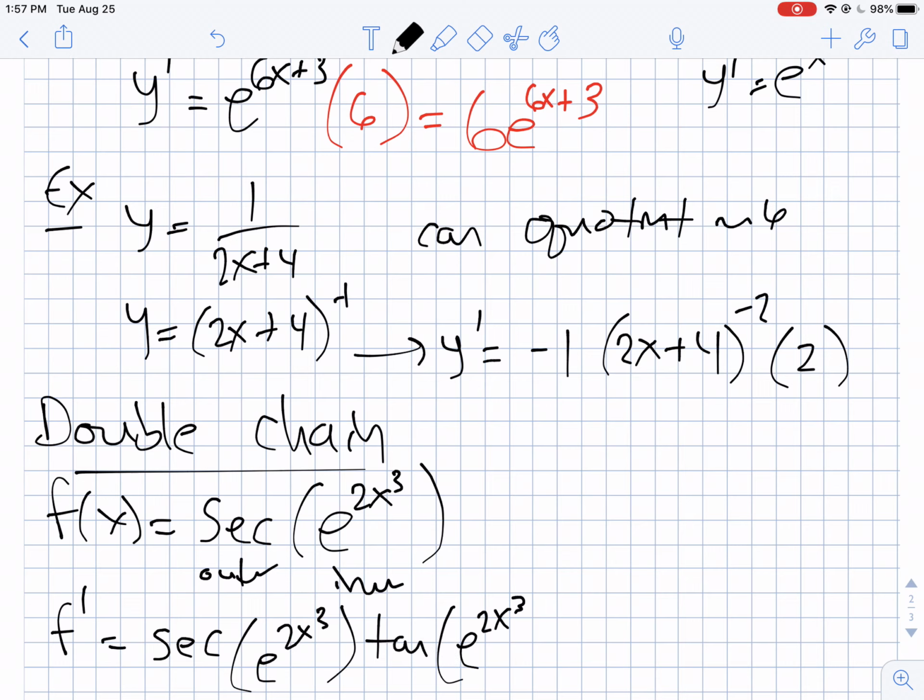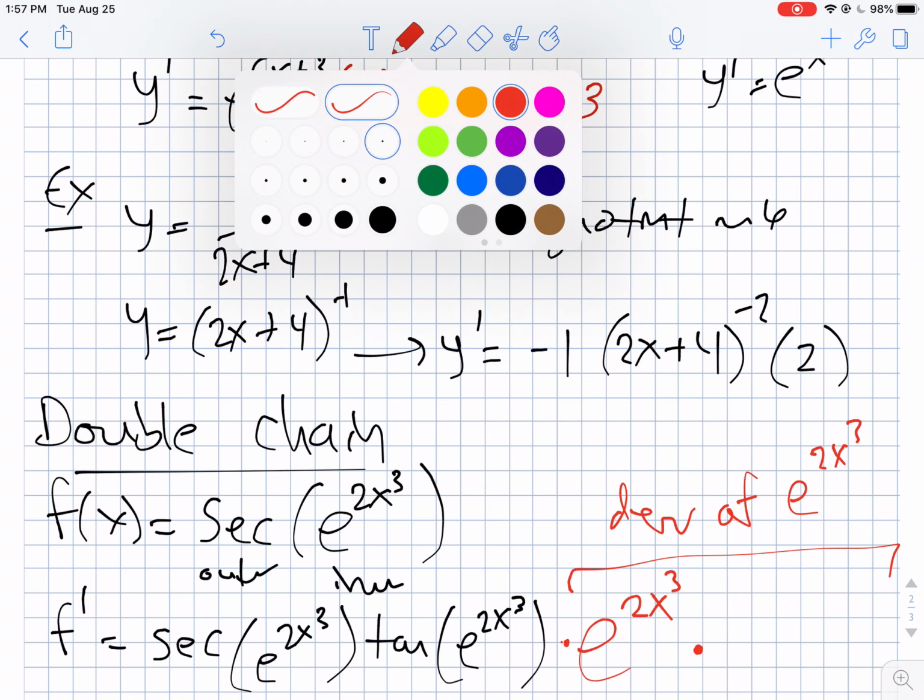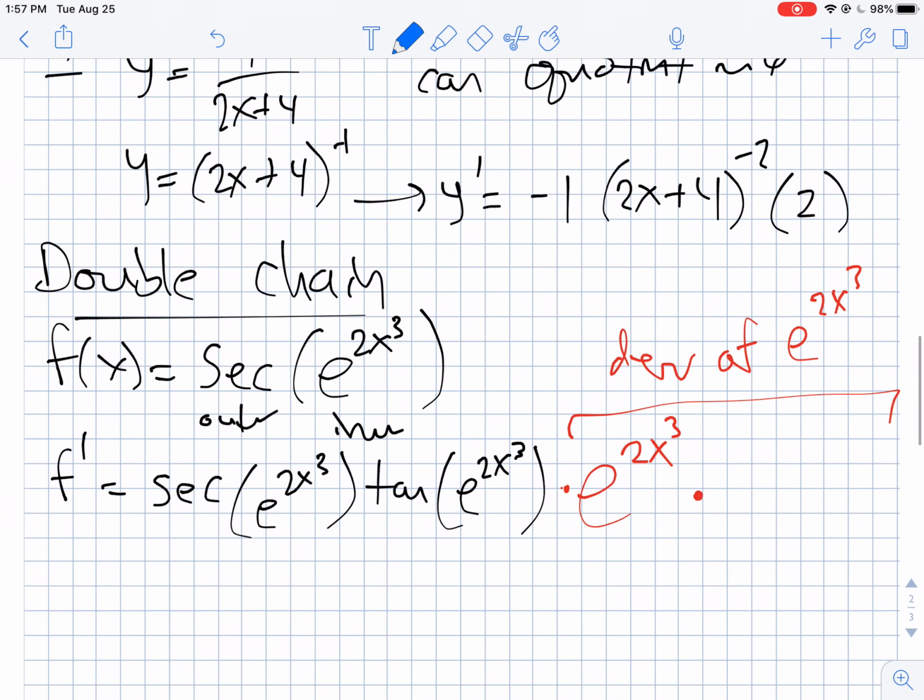And now here's where the chain rule is going to come in. I need to multiply by the derivative of the inside. So I need to multiply by the derivative of e to the 2x cubed. Okay, the derivative of e to the 2x cubed is e to the 2x cubed times, and here's where the chain rule comes in again. As part of taking the derivative of e to the 2x cubed, I need to take the derivative of 2x cubed. So I need to multiply it by another 6x squared. Okay, so that's like the derivative of 2x cubed.